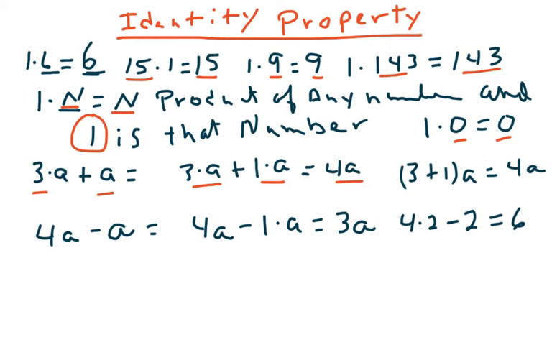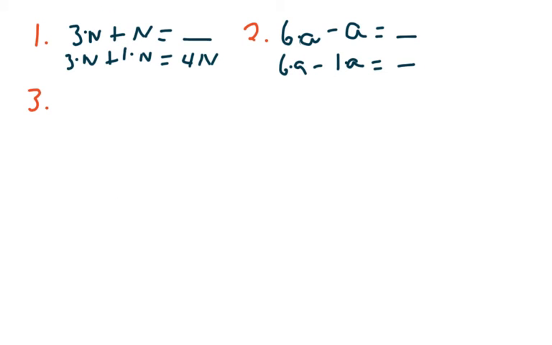That's the identity property up here, and we use it so we can add and subtract with variables. So we don't know exactly what the number is, but we can work it. Okay? So I'm going to put some problems here. The first one is an example. 3 times n plus n is what? Well, again, we can write it as 3n plus 1 times n, and we'll get 4n.